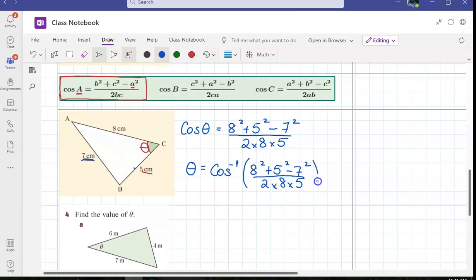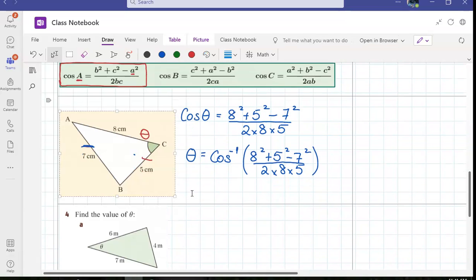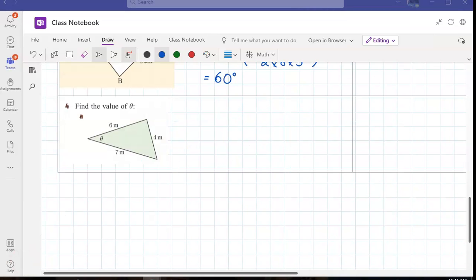So let's see if you can use your calculators nicely. Can we get an answer for that? Okay, so I've got 60 if you use your calculator nicely. I feel a colour change coming on. I was thinking green.